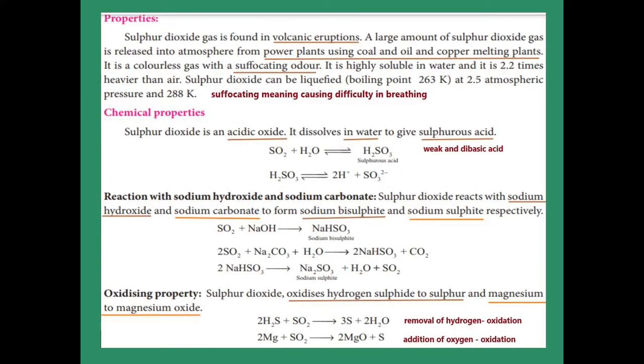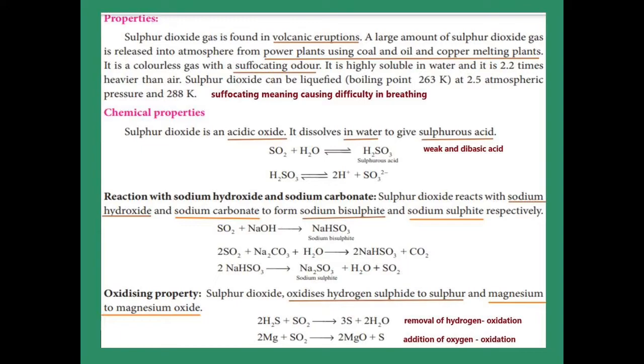Next one, physical properties of sulfur dioxide. Sulfur dioxide is a gas and it is found in volcanic eruptions, and most of the power plants like coal plants, oil plants, and copper melting plants release sulfur dioxide gas in large amounts into the atmosphere. It is a colorless gas. It has a suffocating odor. What does suffocating mean? In that gas we can't easily breathe. It is difficult to breathe.